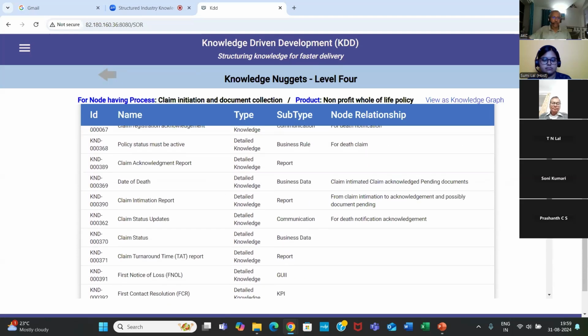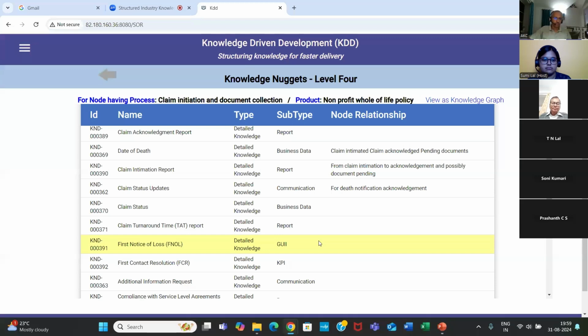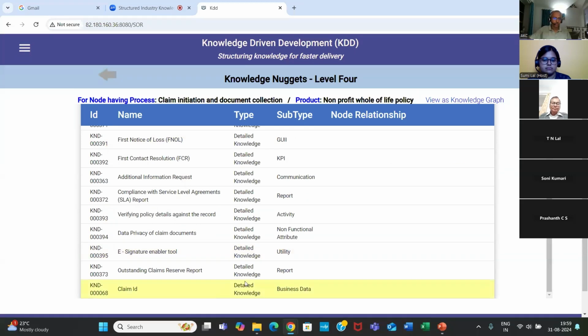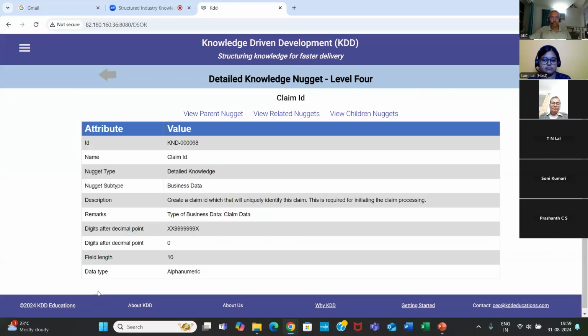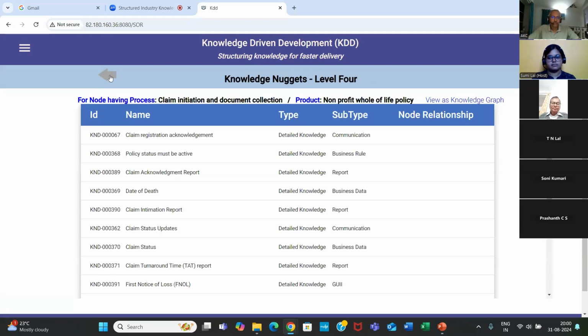Okay, so like that you can, for example, let me click any one of them. Let me see which one. Okay, let me click on this claim ID, right? This is a business data. Now, when I click on business data, it shows me some additional fields, because depending on the knowledge nugget types, it picks up some additional input where it is needed. It's a business data, so it's pulling up some additional information like field length, data type, how many digits and all that. In other cases, it may not be there, right?